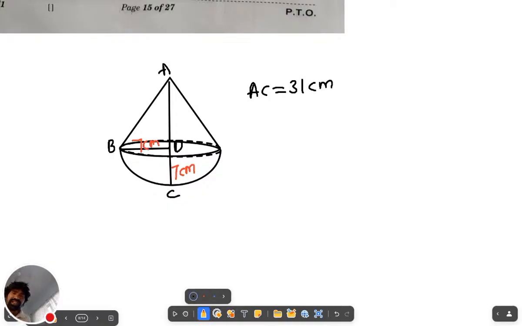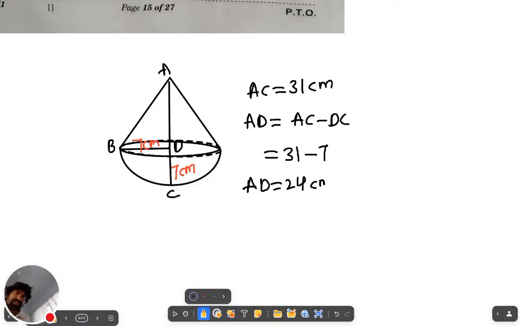If AC is 31, now what is the AD part, the height of the cone? So height of cone, AD, will be equal to total AC minus DC. AC minus DC will give us AD. So AC is 31 and DC is 7. Now AD will be equal to how much? 24 centimeters. So now AD is 24 centimeters.